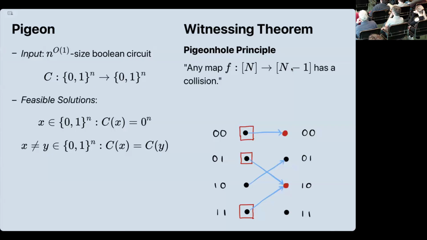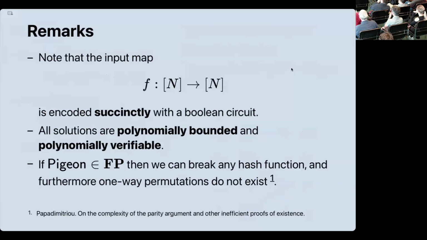And so I've drawn a picture of what the actual search problem could look like here. The blue arrows represent the pigeons mapping to holes, and the red boxes represent witnesses to solutions. So the first pigeon right here is a solution because it maps to the all zero string, and these two pigeons together map to the same hole, and so they would also form a solution. Does that make sense? Okay.